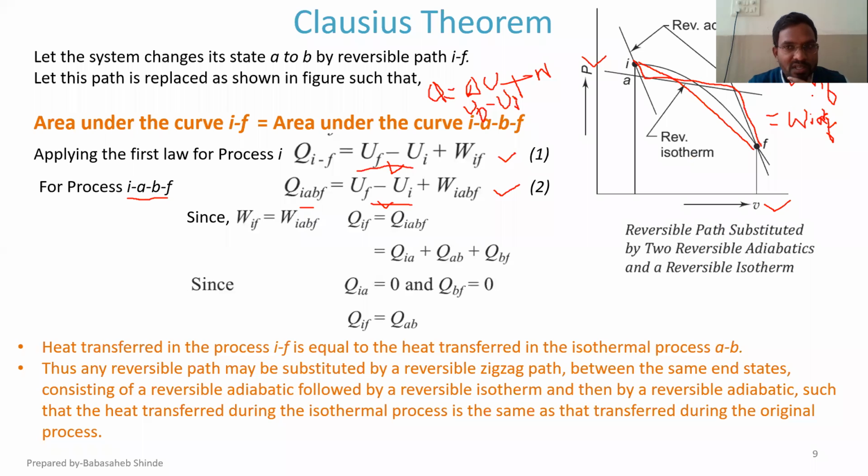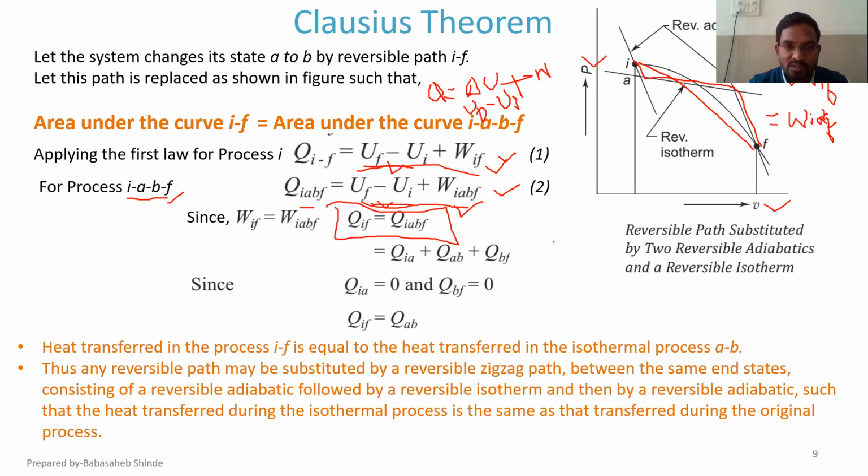So this change in internal energy is already the same, and while drawing those two processes, we have taken care that work transfer during those two processes is the same. So this WIF will be equal to WIABF. So that way, the right hand sides of both the equations are the same. So now on the left hand side, there is QIF and QIABF. So I will get the relation QIF is equal to QIABF. So the heat transfer during the original process is equal to the heat transfer during the replaced process IABF.